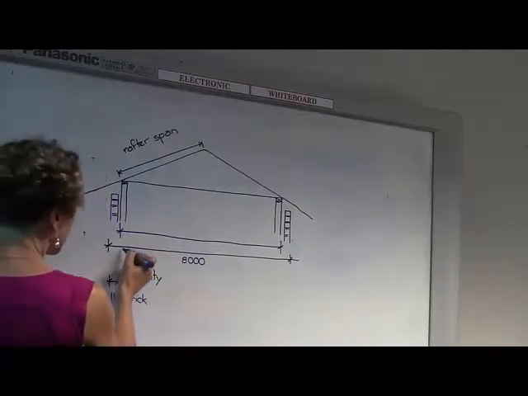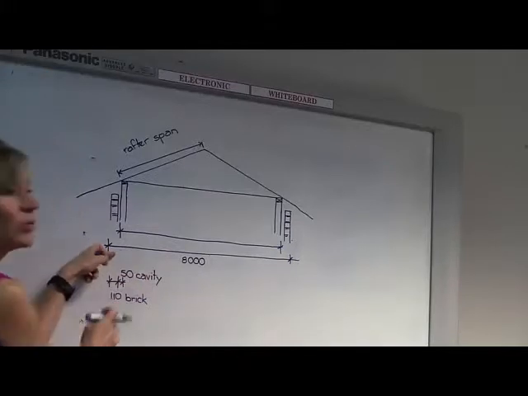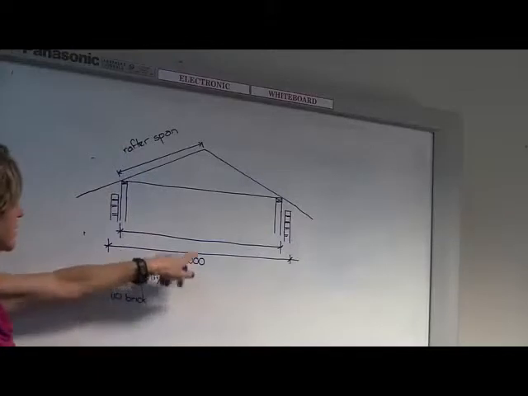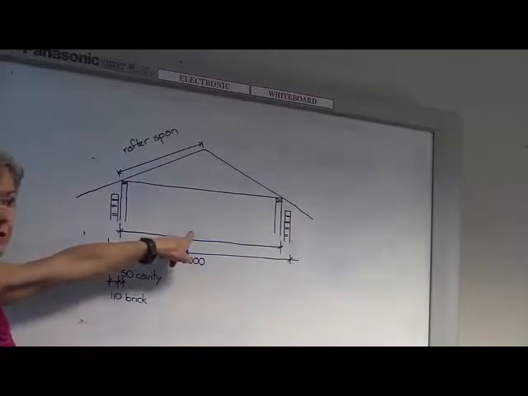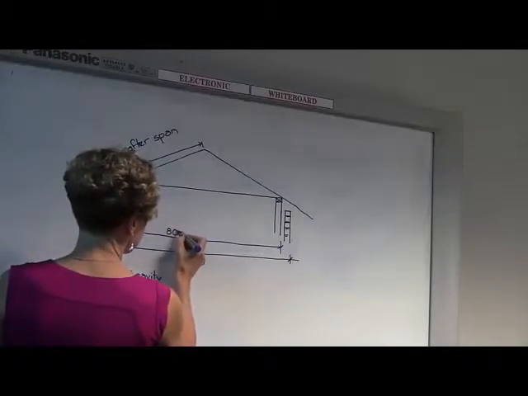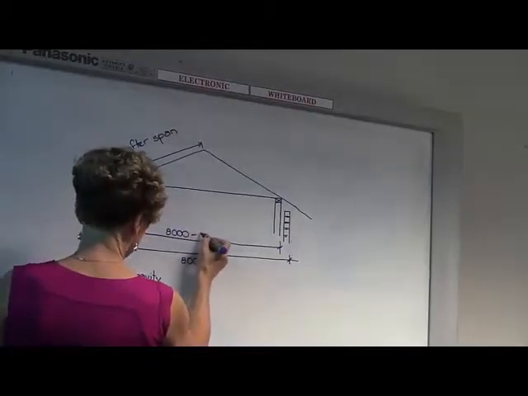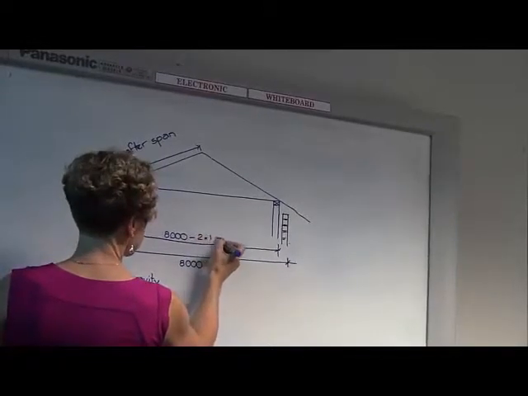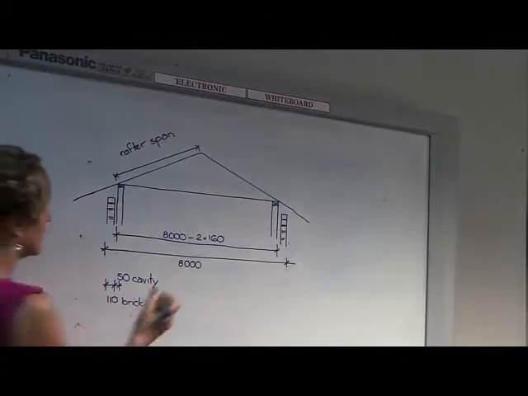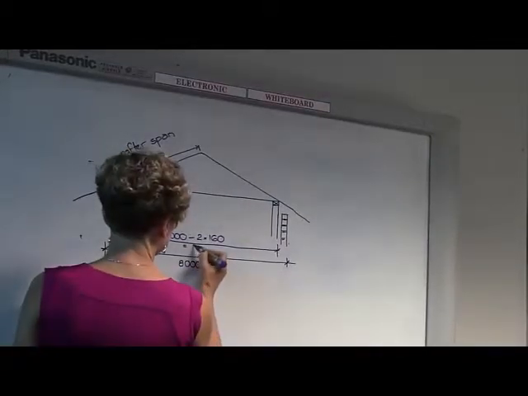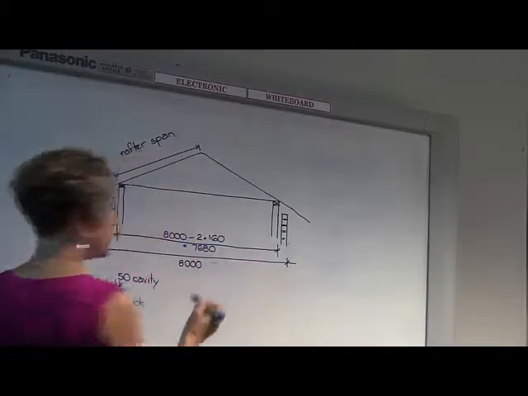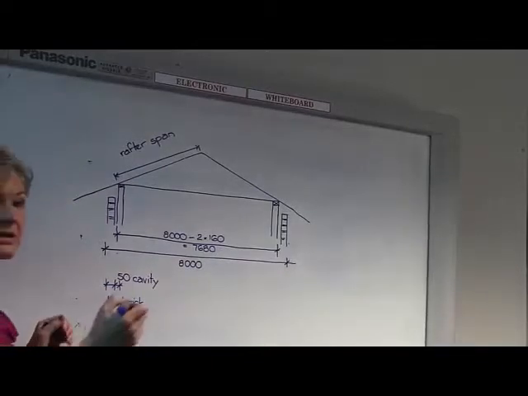Alright, so at this end you would have to subtract 160 mil from this measurement, and also at the other side to get your roof span figure. Right, so this number up here is going to be 8 metres minus 2 lots of 160. Yeah? So what would that be? 7680. Yep, 7680, good. Alright, so that's pretty easy, isn't it?